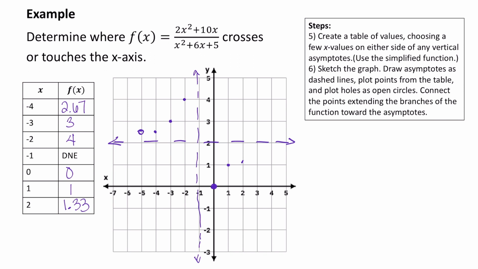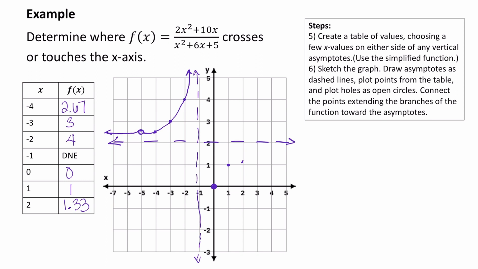Okay, so now let's plot these points. So once again, I got these points by entering the function in Desmos, or you can do it in your TI calculator, and I filled in my table of values. So we have (-4, 2.67), (-3, 3), (-2, 4), and then we just connect those points and use the asymptotes to kind of figure out the end behavior, right? So it's going to go like this. And then we have this piece over here.